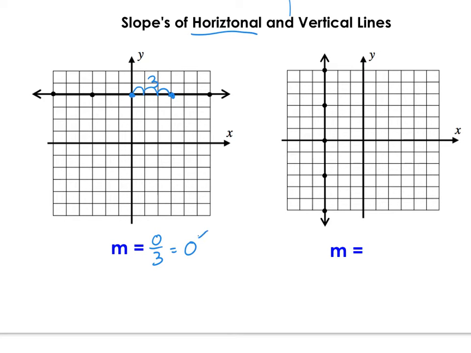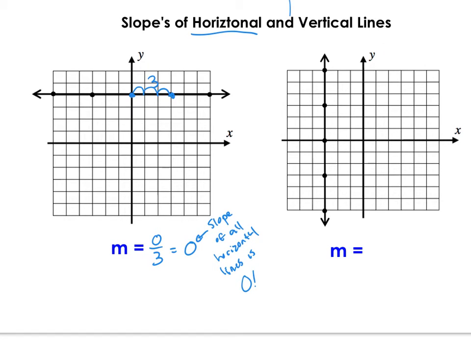So let's put a note here. Slope of all horizontal lines is 0. All right? So if you ever have a horizontal line, the slope is 0.